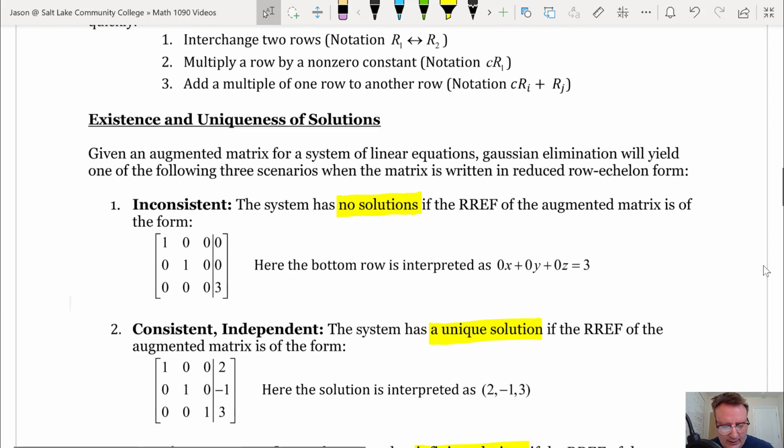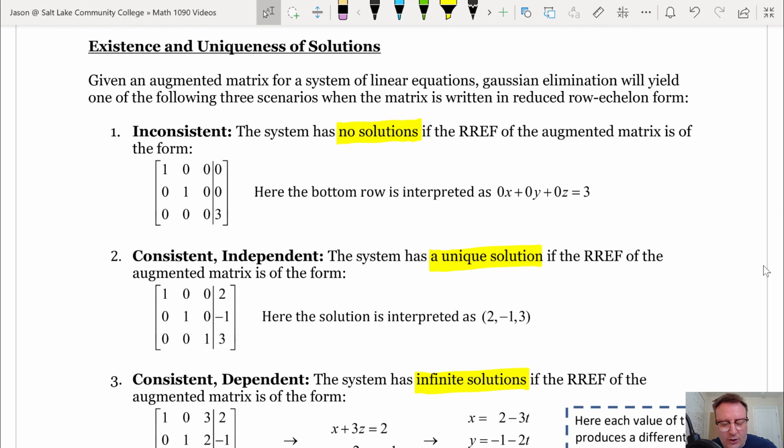Okay, so this talks about the existence and uniqueness of solutions. Given an augmented matrix for a system of linear equations, Gaussian elimination will yield one of the following three scenarios when the matrix is written in reduced row echelon form, this RREF. Scenario 1 is inconsistent. This would be if the system has no solutions. The system will have no solutions if the RREF of the augmented matrix is of this form. And the key thing to notice here is this bottom row.